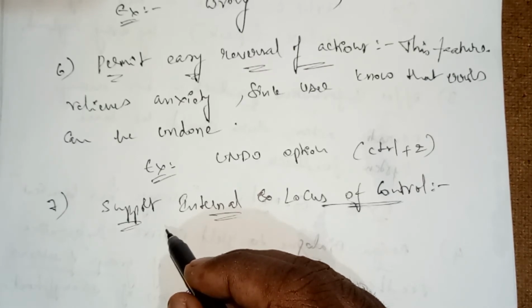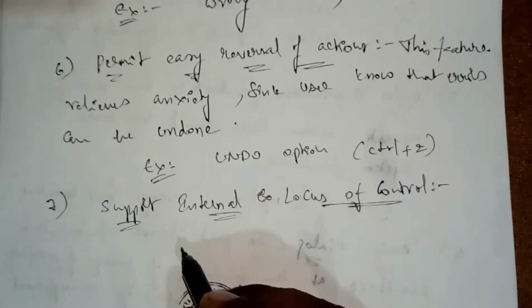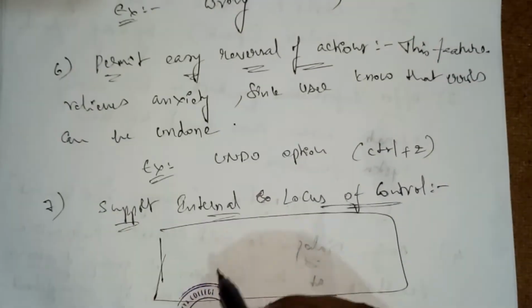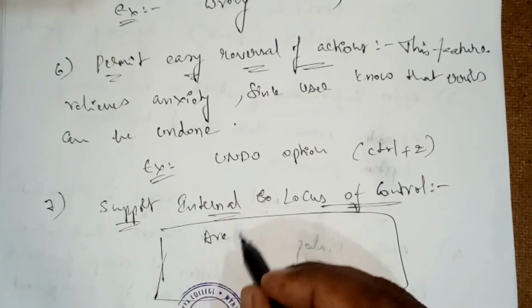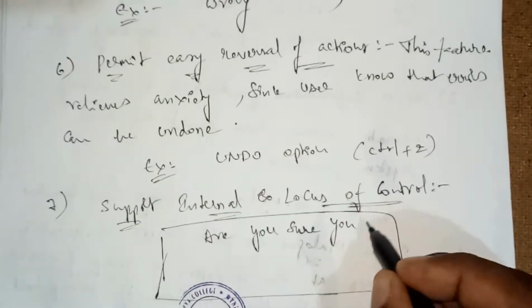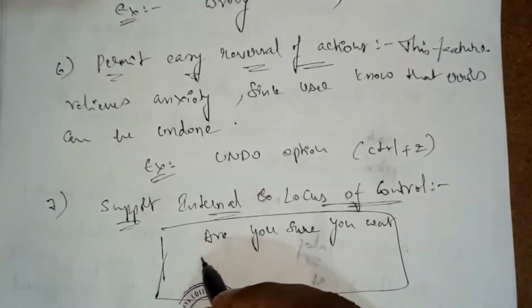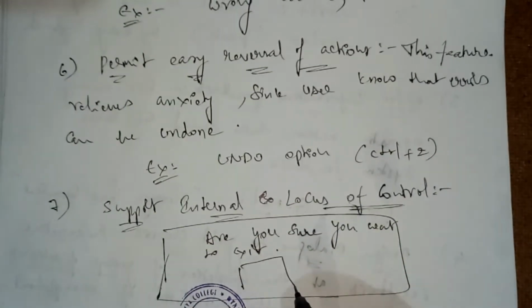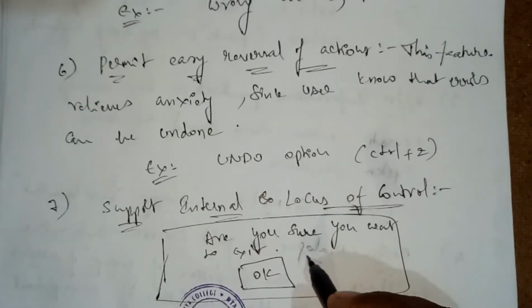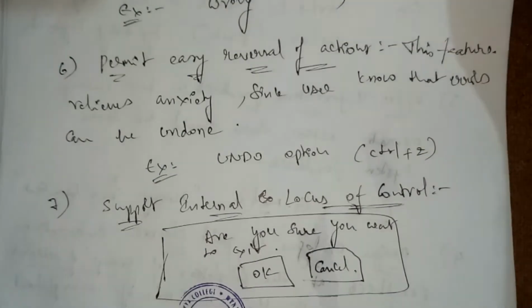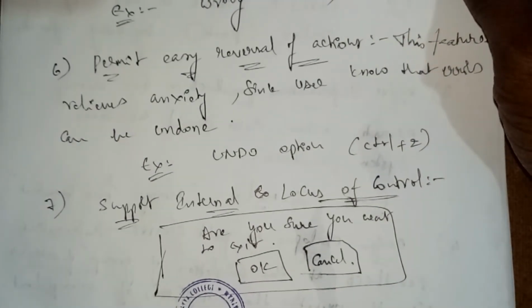Suppose you want to close any dialog box, it will display a dialog box like, are you sure you want to exit? If you click on the OK button, it exits, or if you click on the cancel button, it comes back to the normal position. So it supports internal locus of control.